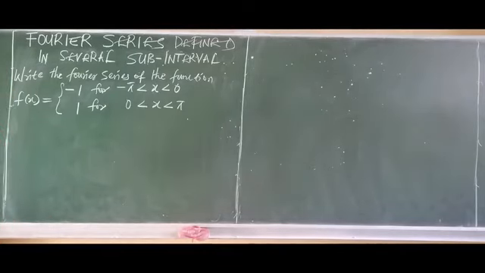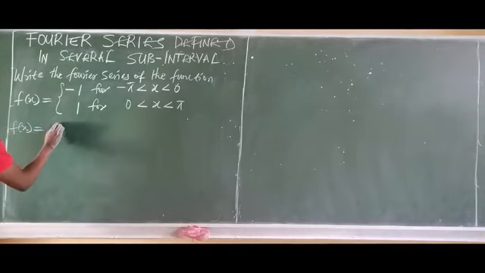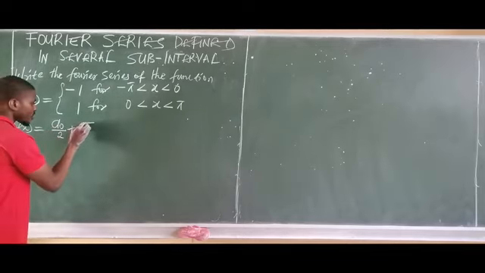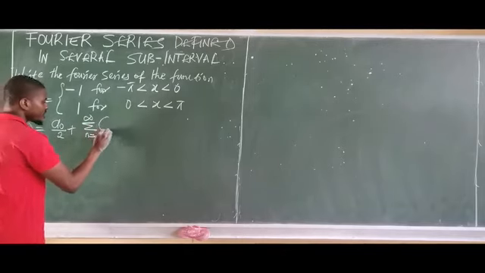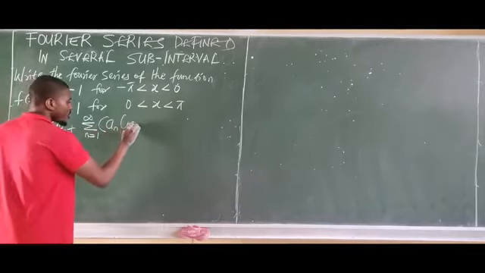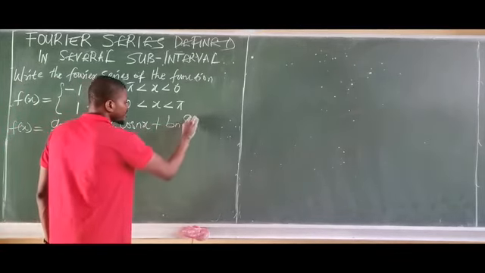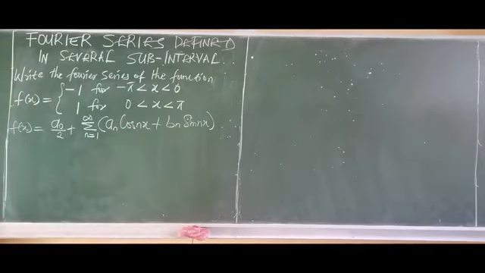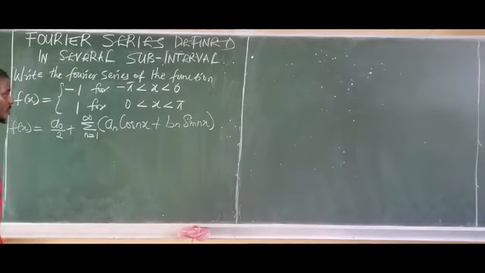Now, of course, the first thing to do, let's put down our Fourier series. The Fourier series of a given function f of x, we said, is simply a naught all over 2 plus summation from n equal to 1 to infinity of an cos nx plus bn sin nx. So this is our Fourier series. All we need to do is find a naught, find an, find bn, which are the Fourier constants.